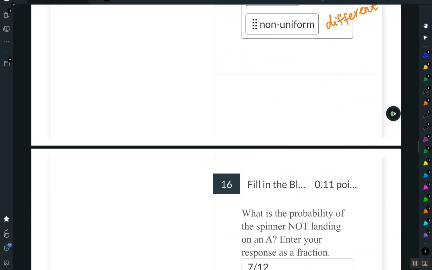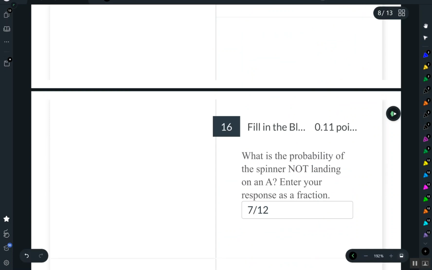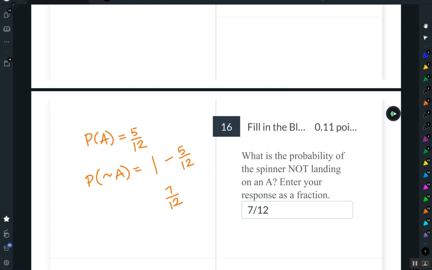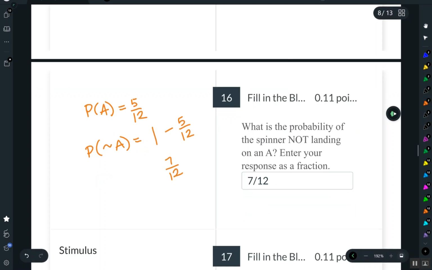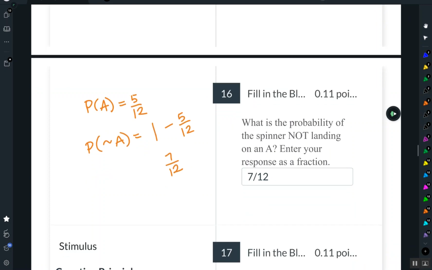Okay, number 16, what is the probability of the spinner not landing on A? So if the probability of getting A was 5 out of 12, the probability of not getting A, which is sometimes shown with this little symbol here, is basically going to be 1 minus 5 out of 12, which is 7 out of 12. You could also just count all the options that were not A, and there would be 7 of them.